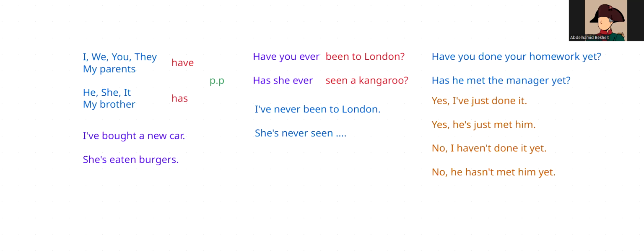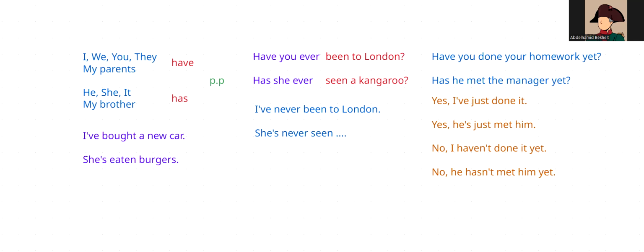What's the difference between present perfect and past simple? Present perfect tells us about our experiences, something that happened in the past, but we don't know the time exactly. We are not interested in the time. Something you did in the past until present, but we don't know the time. But the past simple, we know the time. Let me give you an example here.